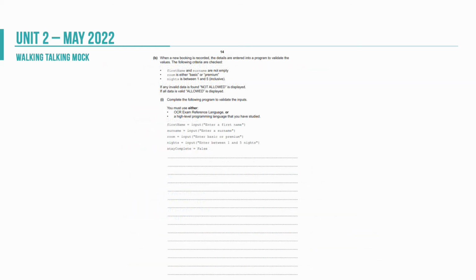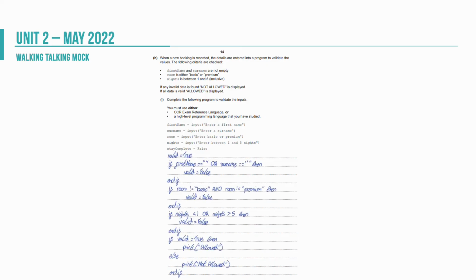We've then got a fairly lengthy question, and in the real paper, it gives you a lot more space to answer this as well. When a new booking is recorded, details are entered into a program to validate the values. The following criteria are checked. First name and surname cannot be empty. Room has got to be either basic or premium. Nights has got to be between 1 and 5. We might say greater than 0 and less than 6. If it's not valid, we need to say not allowed. And if it is valid, we need to say allowed. They've started the algorithm for us, again, giving us a nice example of OCR reference language, and we need to finish it off.